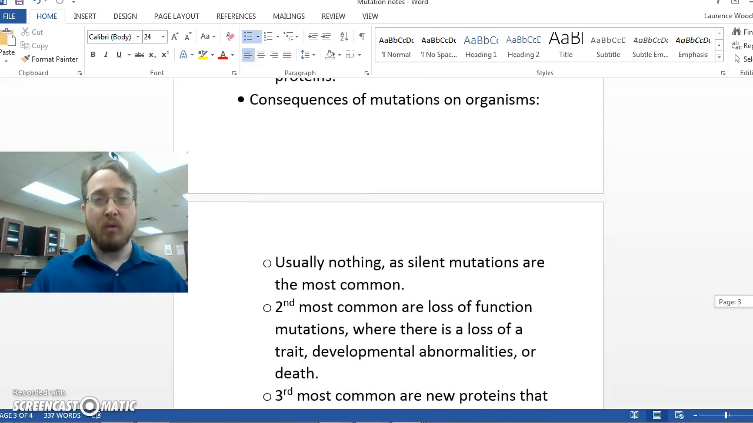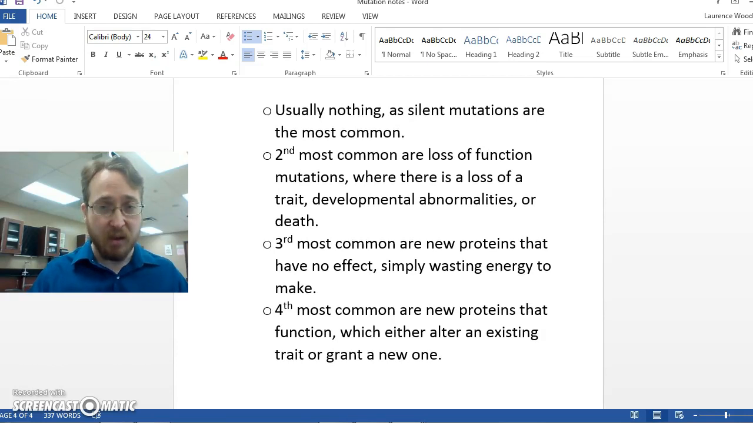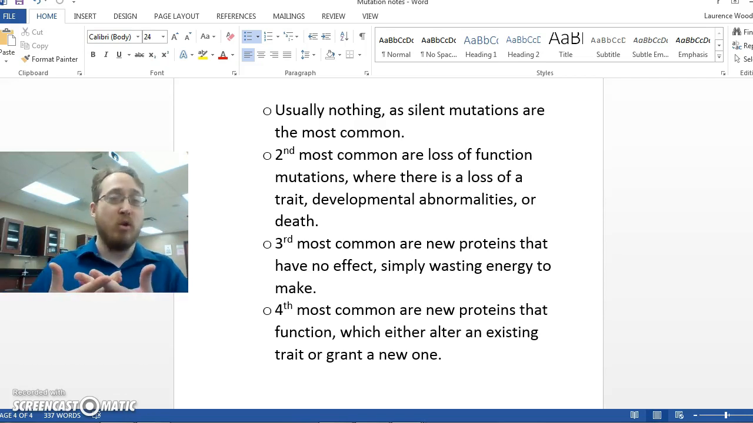So what are the consequences of those mutations on the organism? Well, most commonly nothing, because silent mutations are the most common. 2. The second most common are loss of function mutations, where there is a loss of a trait, developmental abnormality, or death. This is most common because if a protein changes its shape, it can't do its job. If its job is important, that will affect the organism. If its job is not important, well, then the organism just continues without that job.